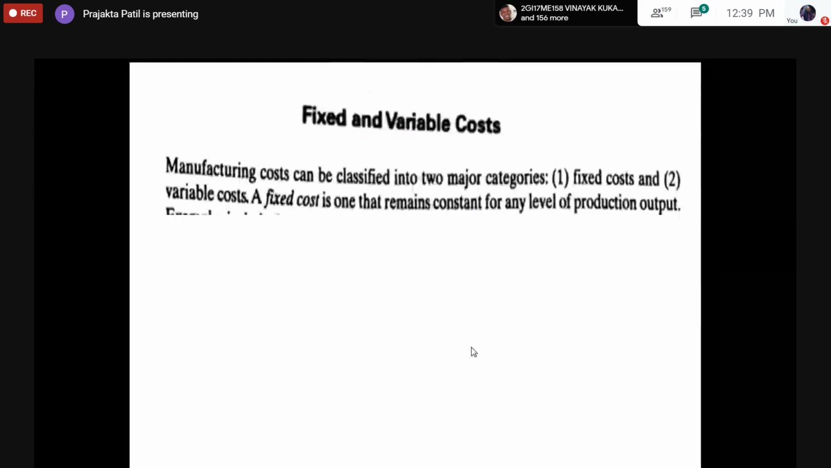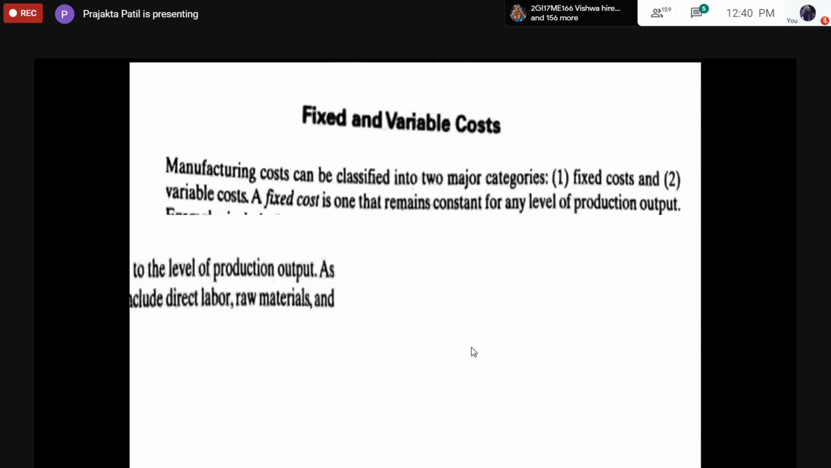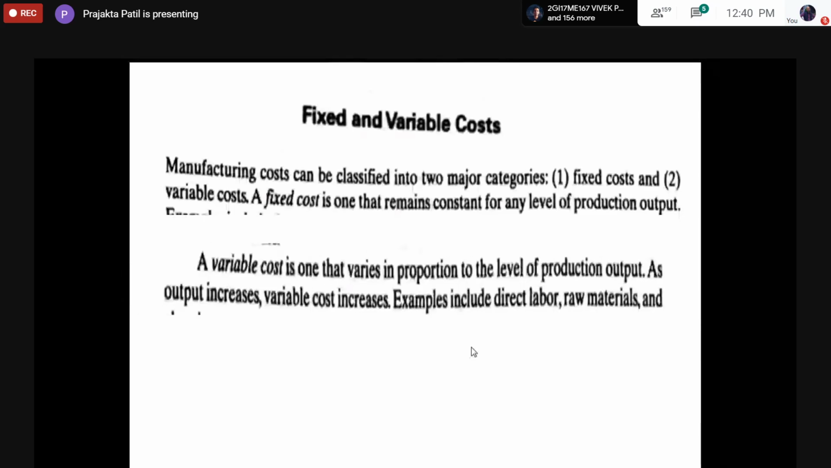And now what is this equivalent uniform annual cost? We will be studying it as and when we move ahead. For now, you just understand that manufacturing cost is divided into fixed and variable cost with the level of production output. And what is variable cost? A variable cost is one that varies in proportion to the level of production output.